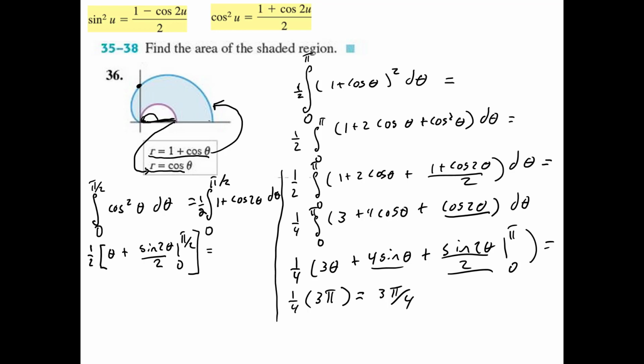When we put in pi over 2, we get pi over 2. But when we put in pi over 2 over here, we get 0. And so then, I forgot the 1/2 in my formula. And so then that would make this 1/4, right? I made that mistake, so that would be a 1/4. And so then this is also going to be 1/4.